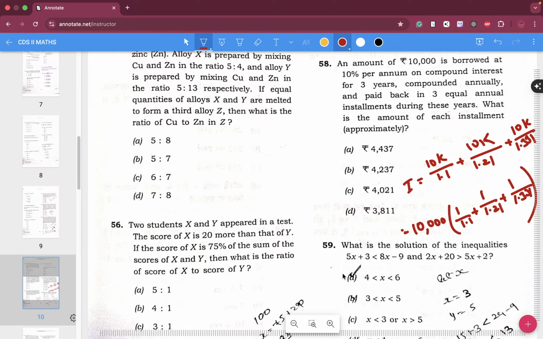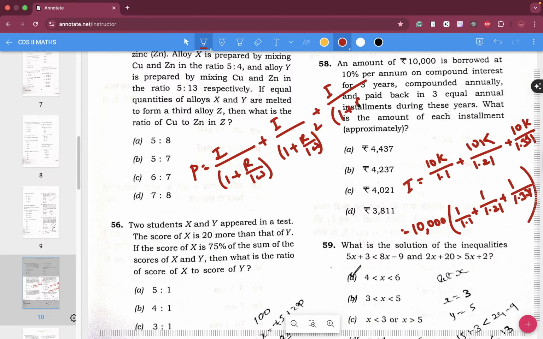1 plus r squared. Sorry, my bad. So the formula is like: principal is equal to installment divided by 1 plus r by 100. Right now you need 3 installments, so installment divided by 1 plus r by 100 whole square, and then installment divided by 1 plus r by 100 whole cube. This is what it is.